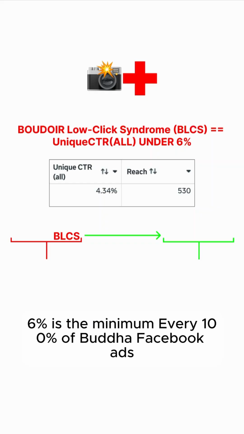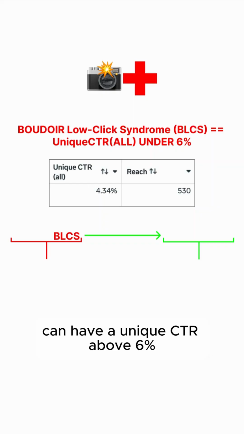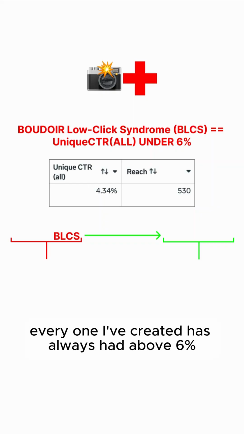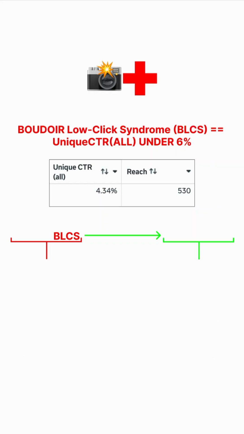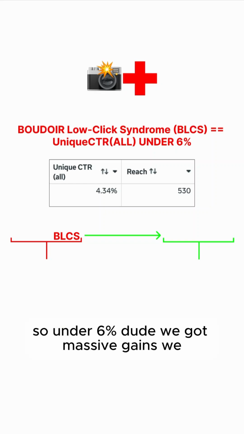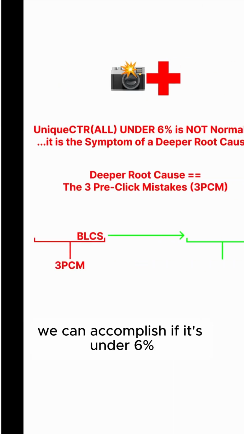6% is the minimum. 100% of boudoir Facebook ads can have a unique CTR above 6%. Every one I've created has always had above 6%, even when I only try a little bit. So if it's under 6%, dude, we got massive gains we can accomplish.